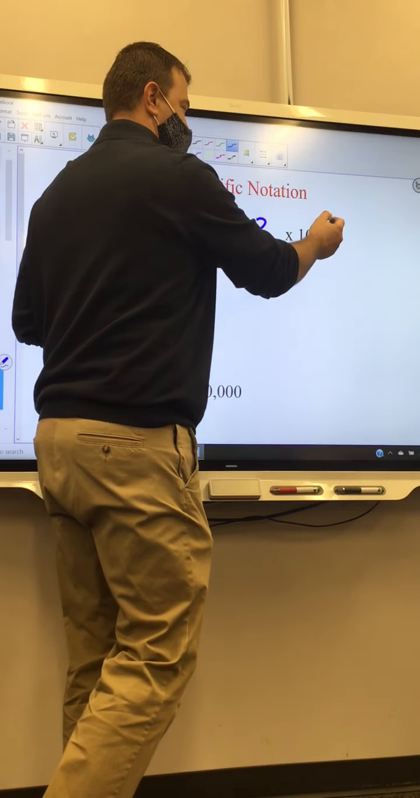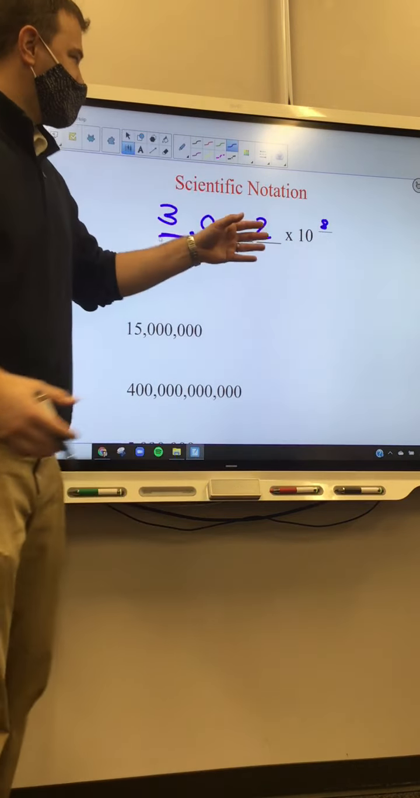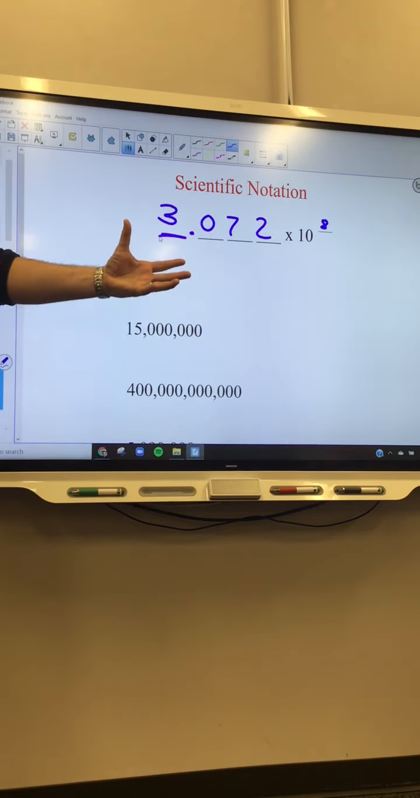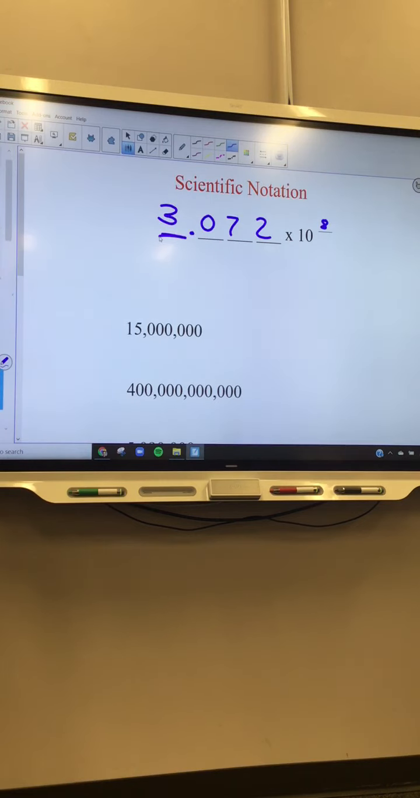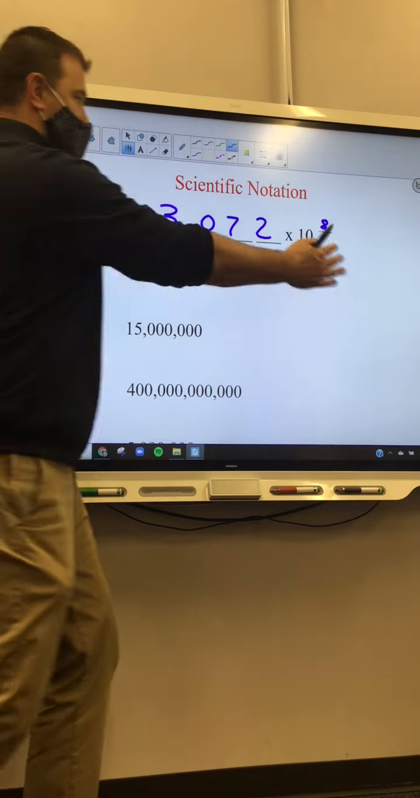We're going to start by talking about positive numbers, in other words, a number that's really big. Okay, so where might we use scientific notation? To talk about really large numbers, and instead of having 3.07200000000, we write it like this instead.